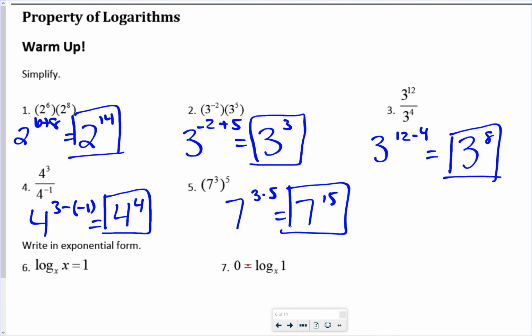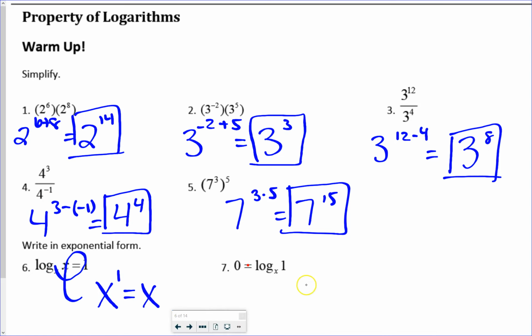My last two are reminding how to rewrite. So I have log base x of x equals 1. How can I write that as an exponent? X to the power of 1 equals x. Remember yesterday we did that little e thing if you needed to? How about the log of 1? X to the power of 0 equals 1. These were the two special properties we saw yesterday.